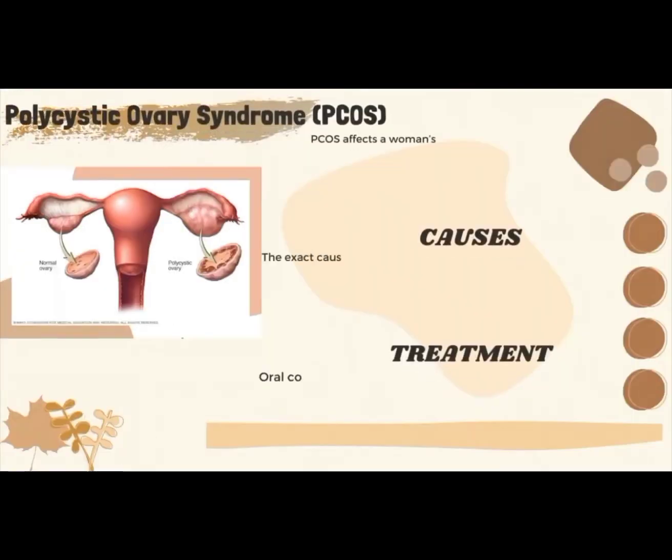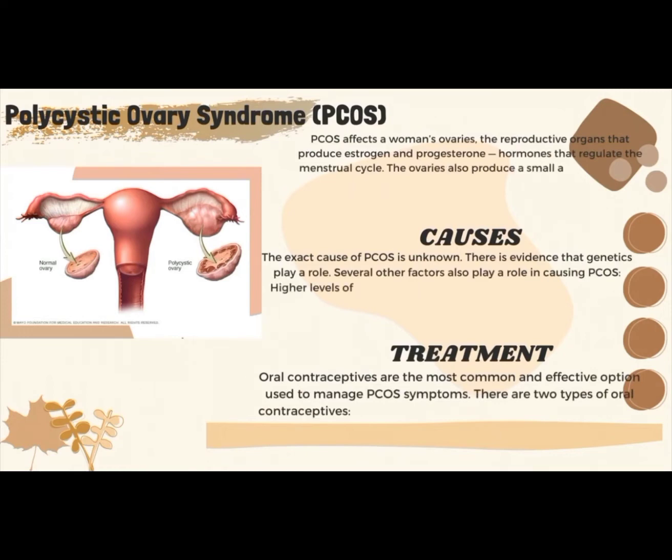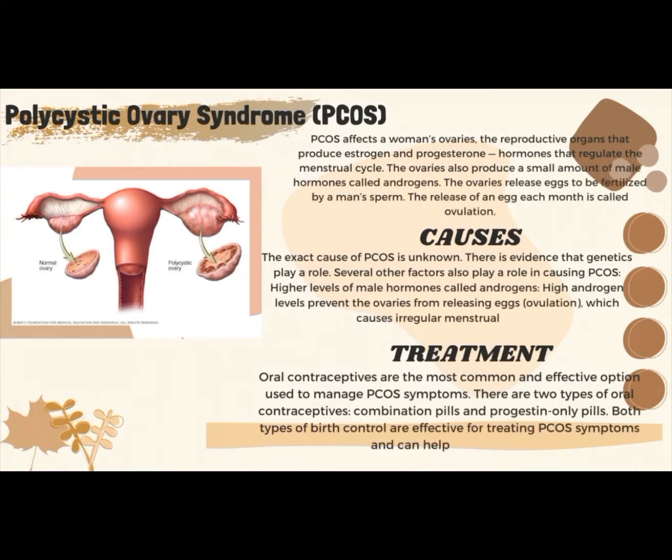The third disorder is the polycystic ovary syndrome, or the PCOS. PCOS affects a woman's ovary, the reproductive organs that produce estrogen and progesterone hormones that regulate the menstrual cycle. The ovaries also produce a small amount of male hormones called androgens. The ovaries release eggs to be fertilized by a man's sperm. The release of an egg each month is called ovulation.